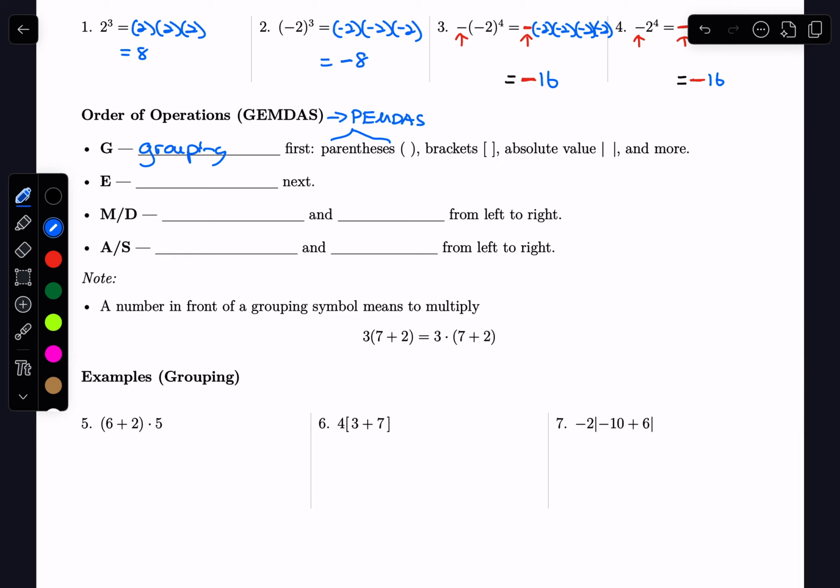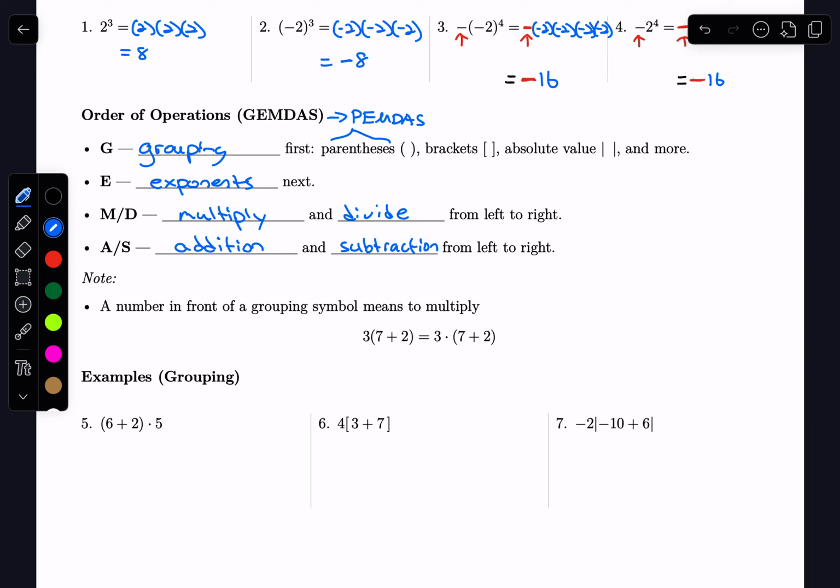Then after grouping, then we will do exponents. After exponents, M and D stand for multiply and divide. And we just do this from left to right normally. And then A and S stand for add and subtract, or addition and subtraction. So add and subtract, or addition, subtraction, whatever you prefer there.